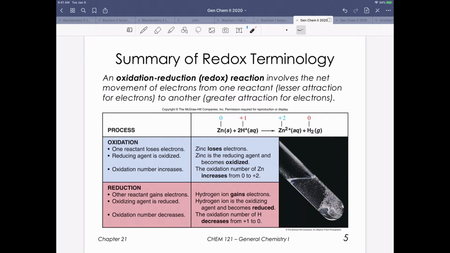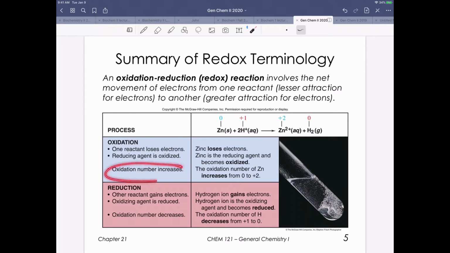This is just a slide from chapter 21 that summarizes a lot of that same information. Again, oxidation here is going to be something that loses electrons. Remember those reducing agents and oxidizing agents terms. If something is oxidized, it means it's an agent of reduction. It forces someone else to gain those electrons that it's giving up.